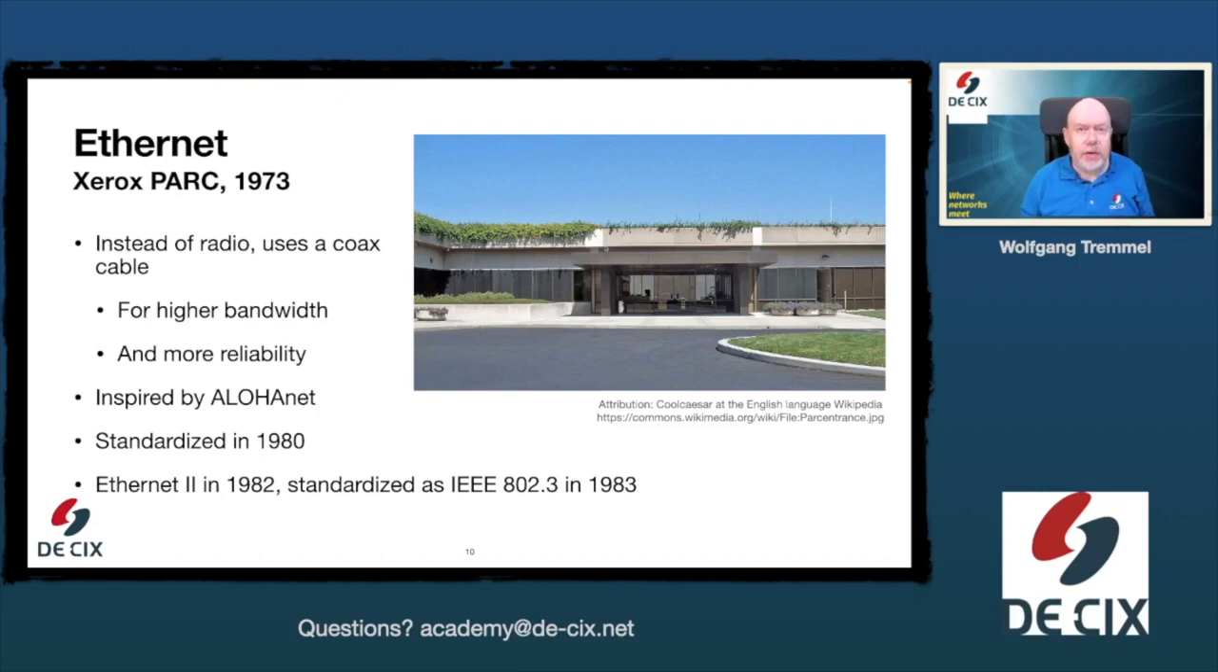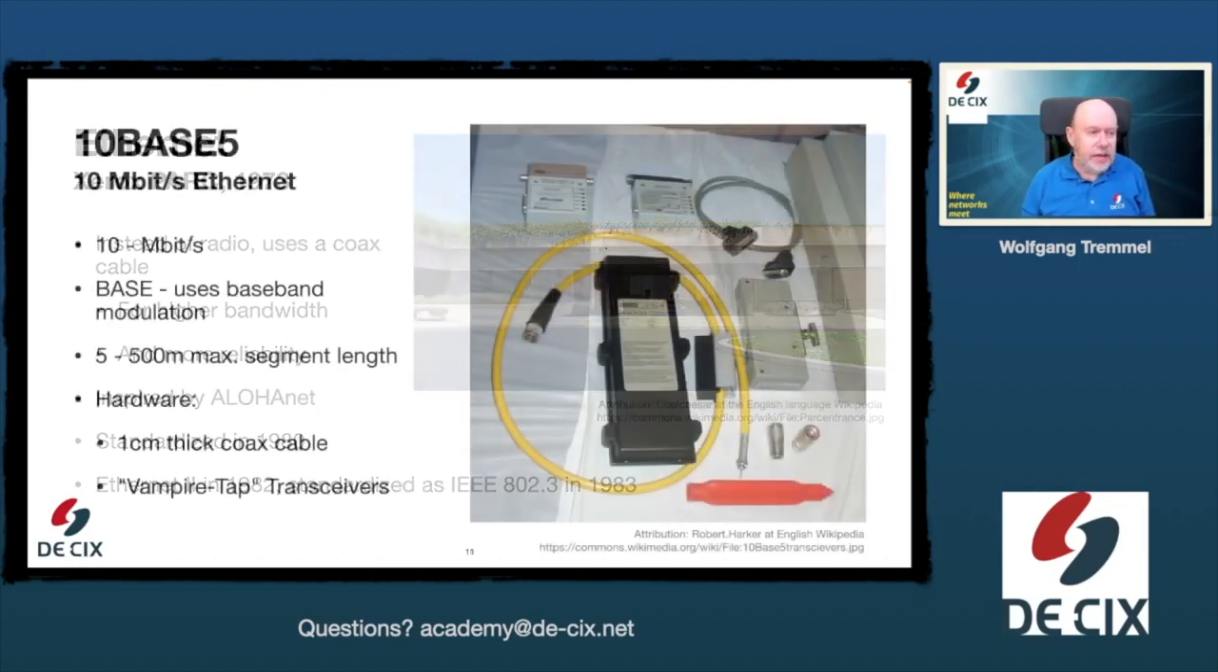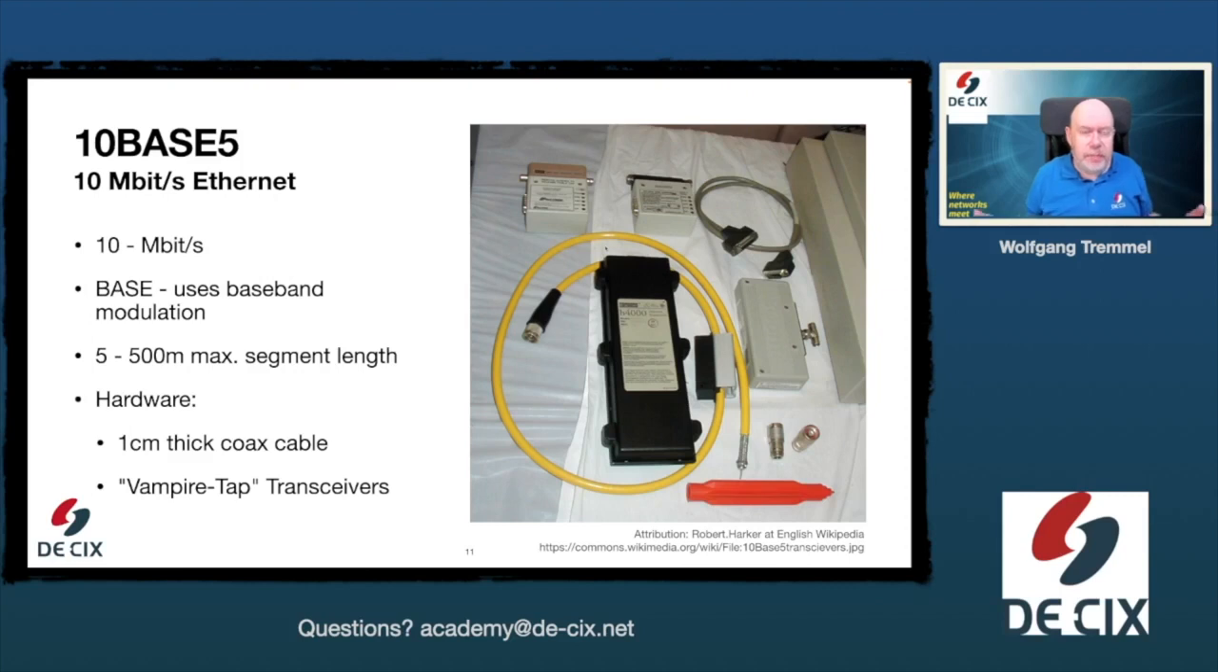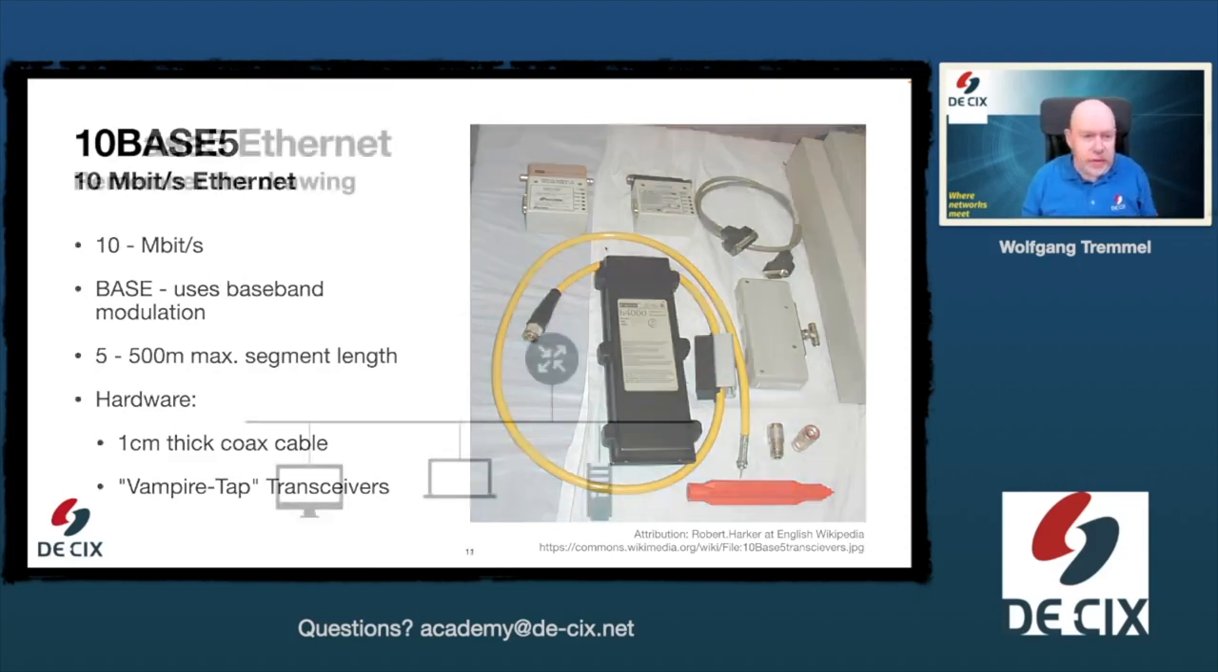So how did this early Ethernet look like? The devices they used were a coax cable and transceivers. And this early Ethernet was named 10BASE-5. It had a speed of 10 megabits per second, which was incredibly high speed at this time. It used baseband modulation and it had a maximum length of 500 meters. The hardware they were using was a very thick, a 1 centimeter thick yellow coax cable and so-called vampire tap transceivers.